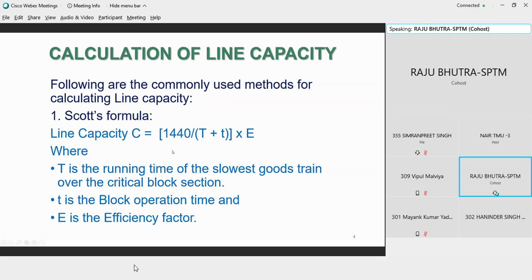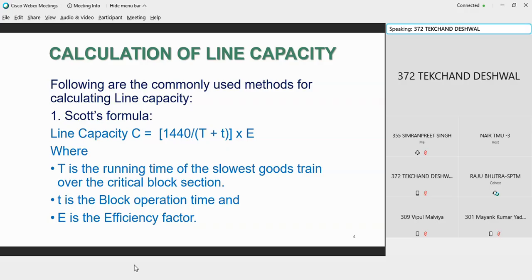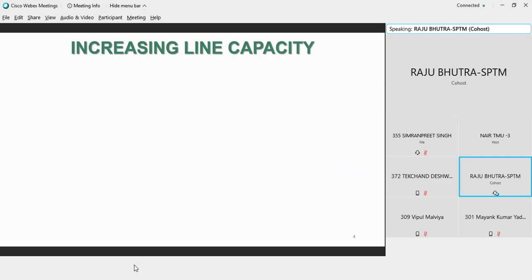So if we look again at the formula, can anyone guess what is the significance of 1440? How has this figure 1440 been arrived at? Minutes in 24 hours. Yes, you're right. The number of minutes in 24 hours is 1440. So accordingly, you can guess that capital T and small t also have to be taken in minutes. So to calculate line capacity, capital T will also be in minutes, small t will also be in minutes, and 1440 is the number of minutes in the entire day.